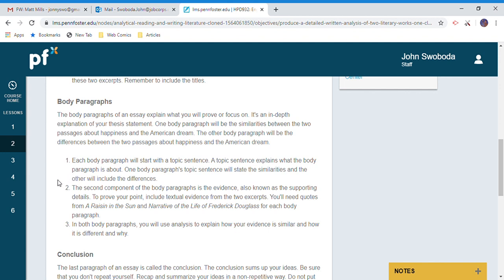Each body paragraph will start with a topic sentence. The second component of the body paragraph is the evidence. So I would go back and pull out a quote to support what I'm saying. I wouldn't just say, this is what Mama thinks, and just leave it at that. I would pull a quote from the essay to prove that that's what she was saying, to back up my assertion.